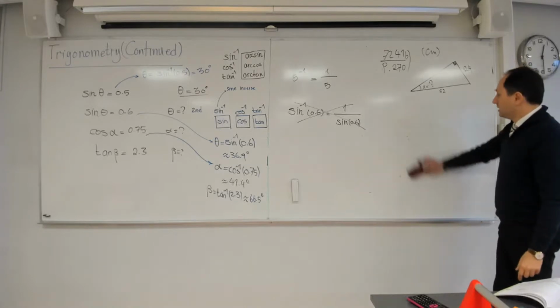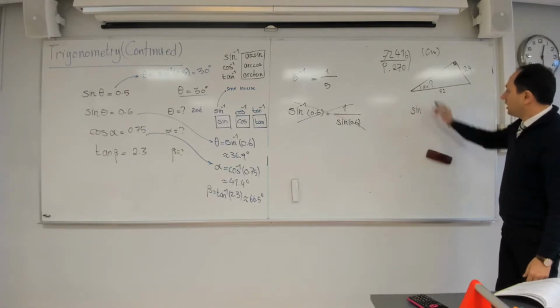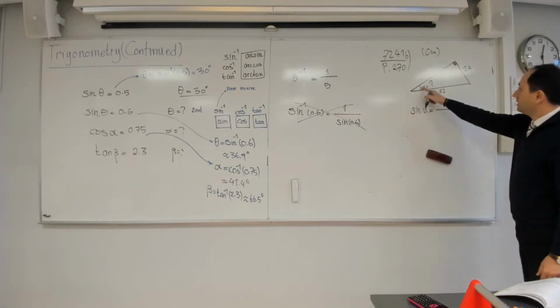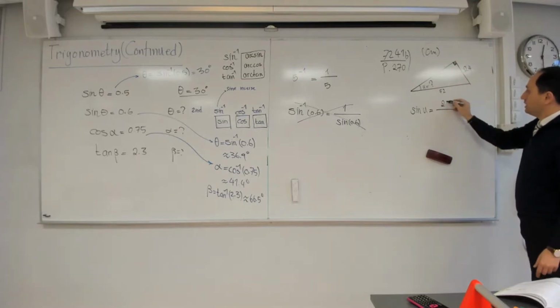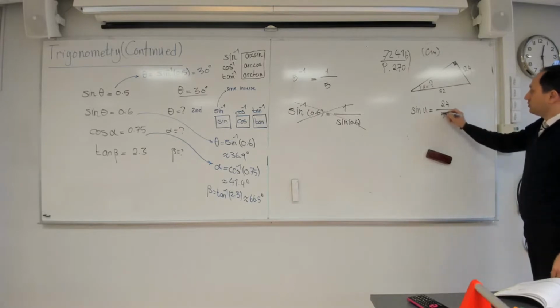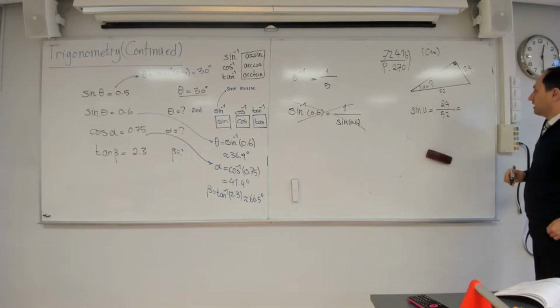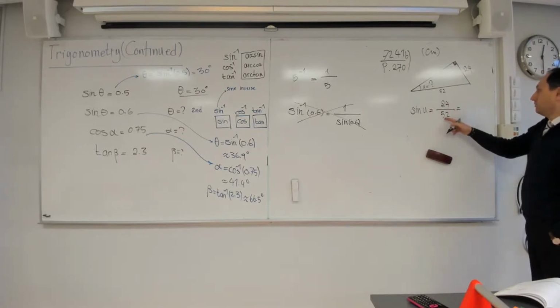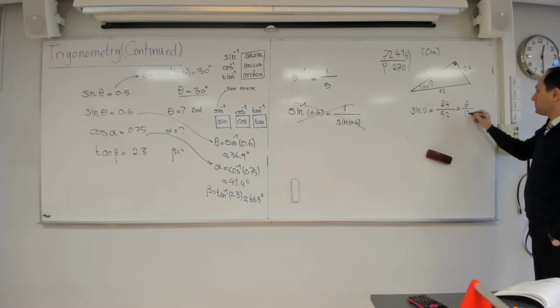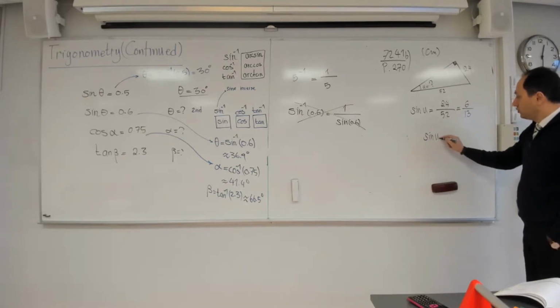So I need to write sine of u is equal to the opposite side, which is given to be 24, divided by the length of the hypotenuse, which is given to be 52. Of course, it is not mandatory, but let me simplify this fraction. If I divide both by 4, it becomes 6 over 13. So sine of u is equal to 6 over 13.